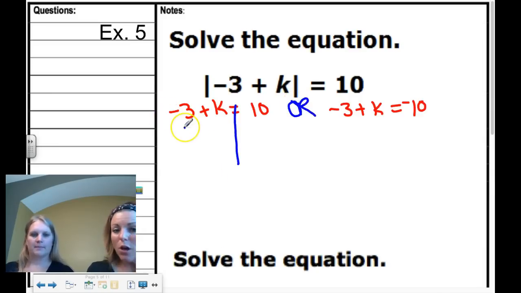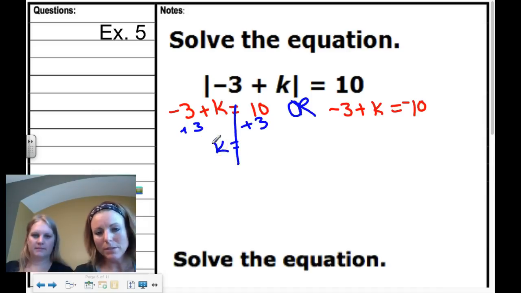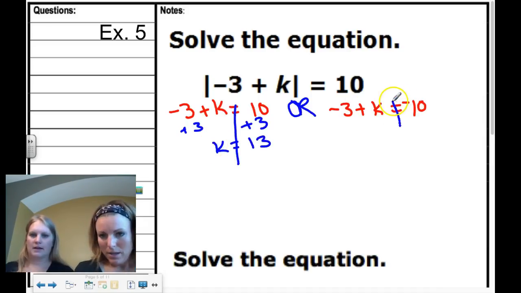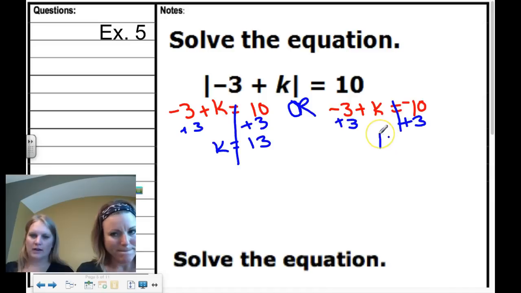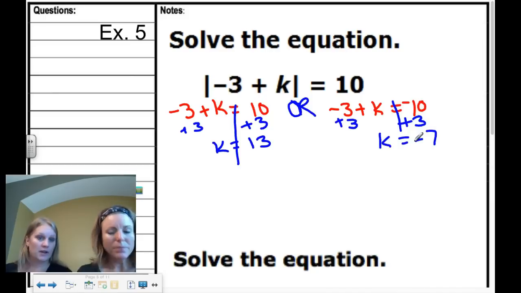So let's solve. Add 3 to both sides. We get k equals 13. And then we're going to add 3. Notice this time we don't get a positive 13 and a negative 13, because it just comes out to -7. And that's okay. You're not going to get the same number every time, because we're adding stuff on.